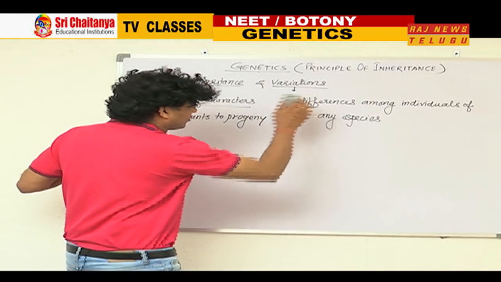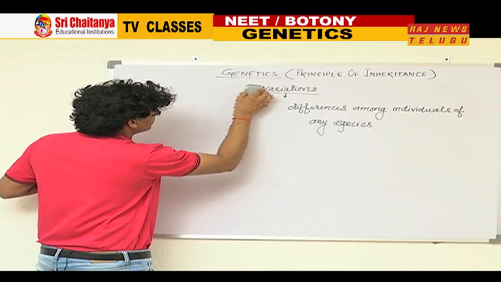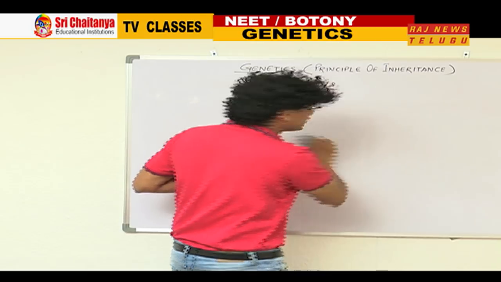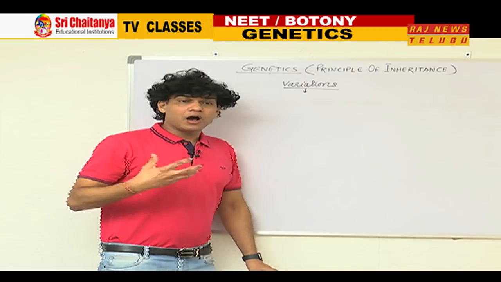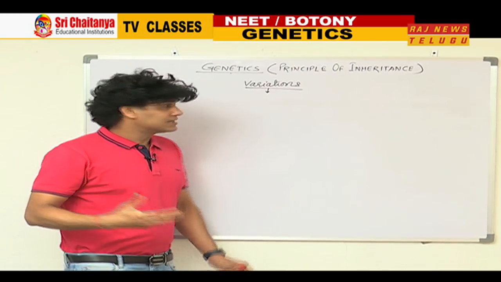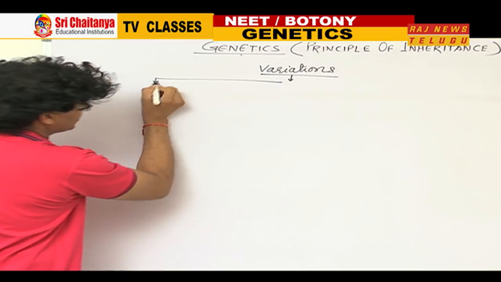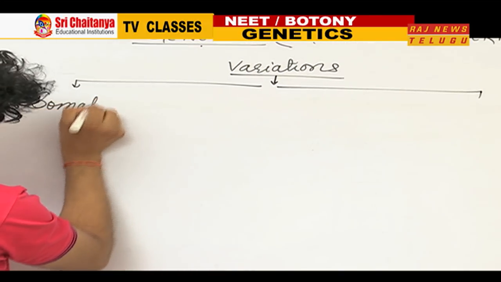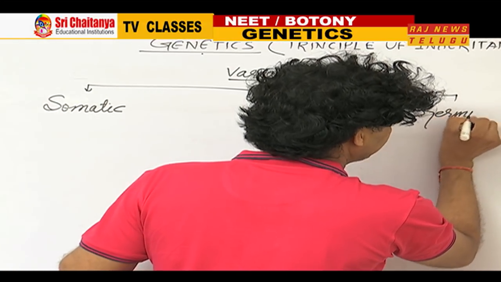Now we will focus on the part variations basically. Variations are really very crucial because they are the basis of evolution. You are all aware of evolution, that how new and more efficient organisms came into existence, that is just because of the raw material, that is the variations. Basically variations are of two types, somatic variations and germinal variations.